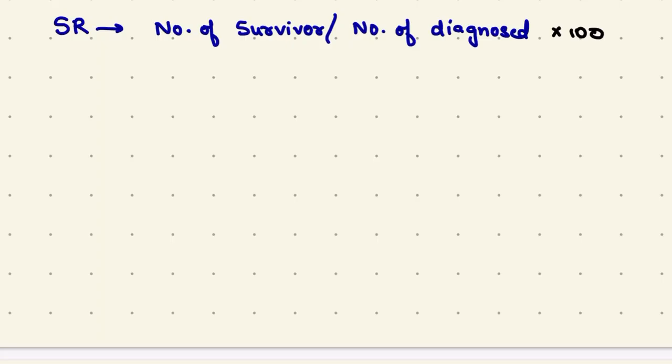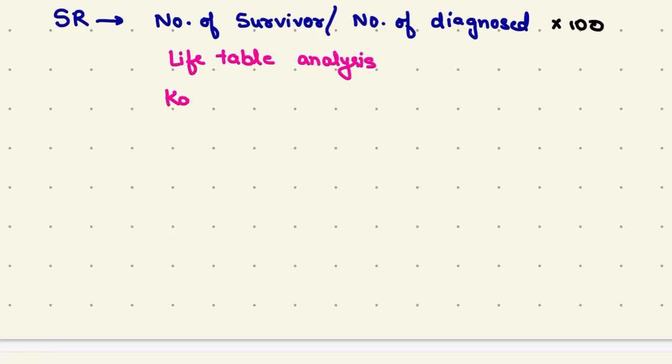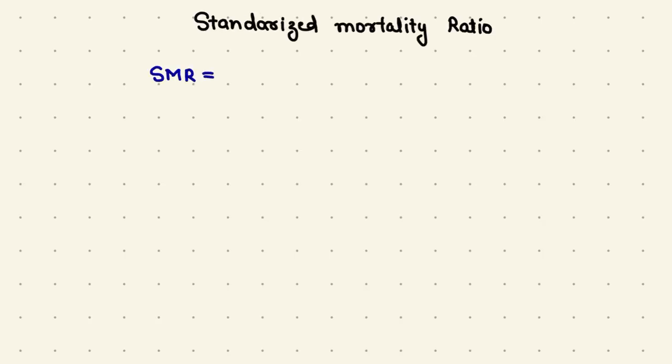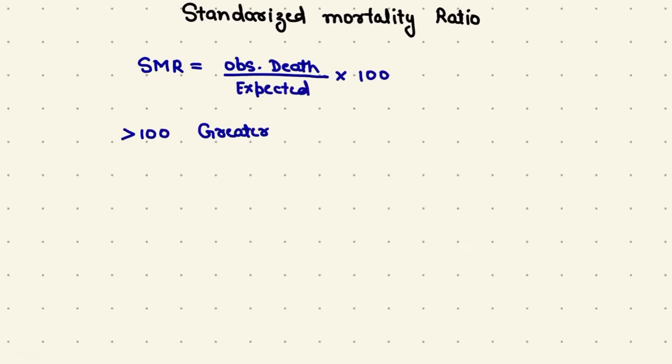What is survivor rate? Survivor rate is the number of survivors per number of disease diagnosed into 100. It is shown by life table analysis, Kaplan-Meier. Now let's discuss standardized mortality ratio. It is the ratio of observed deaths divided by expected into 100. More than 100 describes greater mortality.